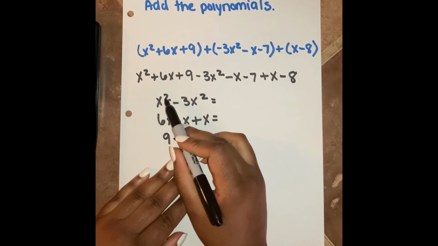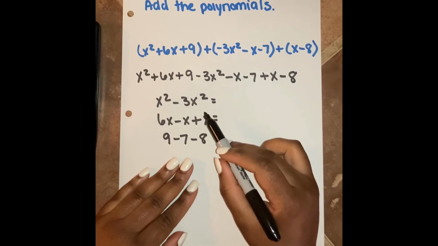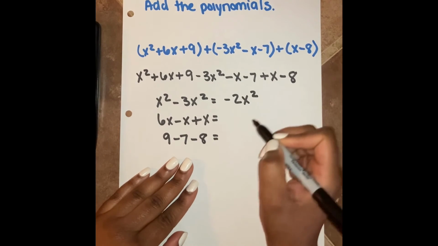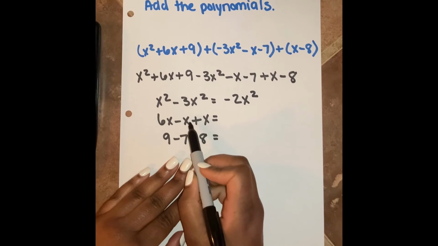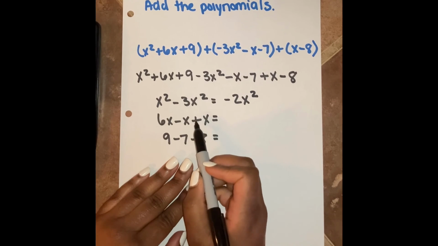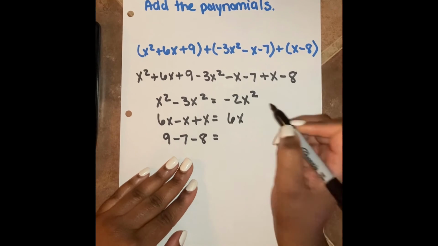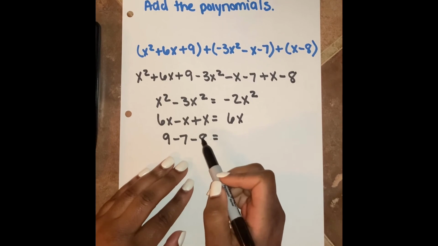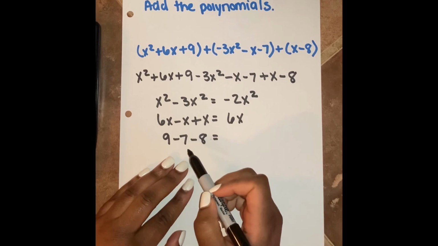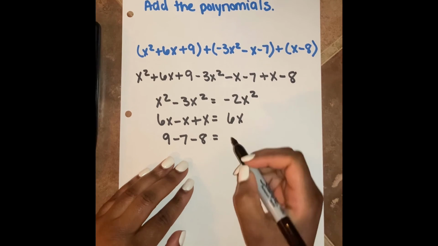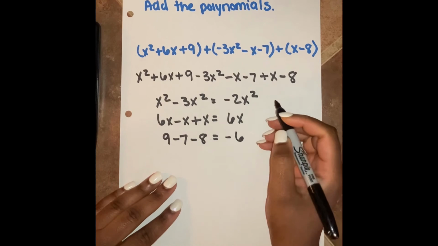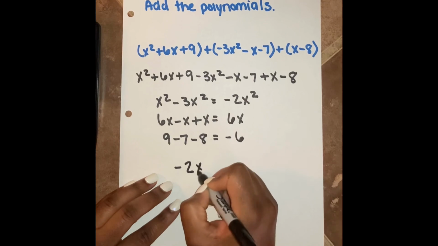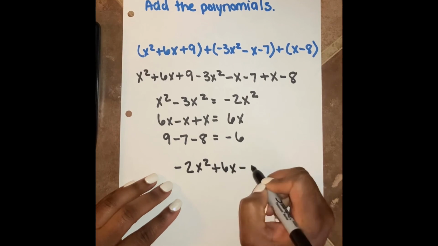But we see here we have x squared, which we can count as 1. And 1 minus 3 gives us a negative 2. So that's a negative 2x squared. And then we have 6x minus x, which is 5x. And 5x plus x gives us 6x again. And we have 9 minus 7 minus 8. So 9 minus 7 is 2. And 2 minus 8 is a negative 6. So our polynomial, our answer is negative 2x squared plus 6x minus 6.